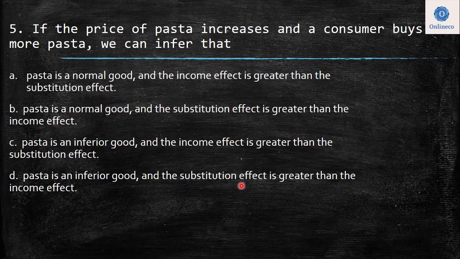Pasta is a normal good and the substitution effect is greater than the income effect. Pasta is an inferior good and the income effect is greater than the substitution effect. Pasta is an inferior good and the substitution effect is greater than the income effect.